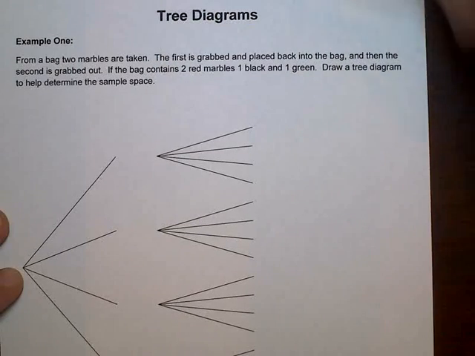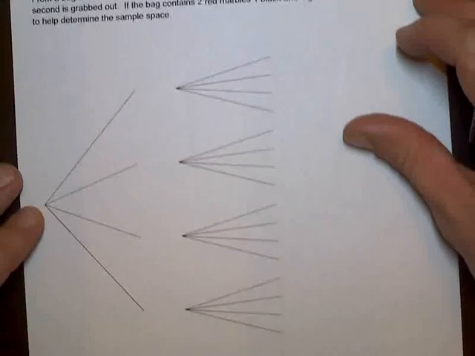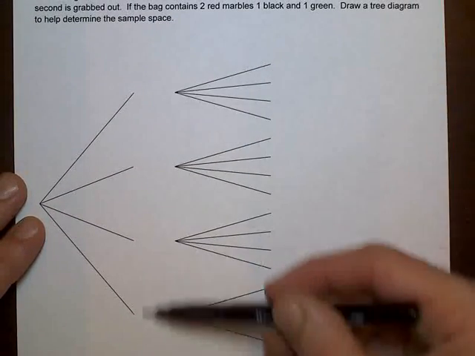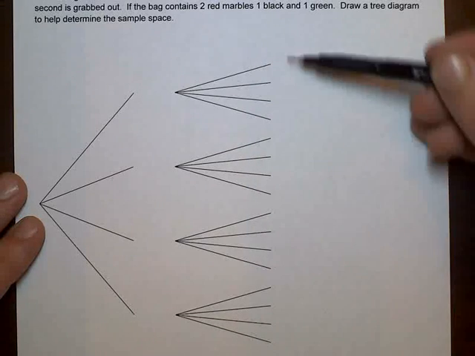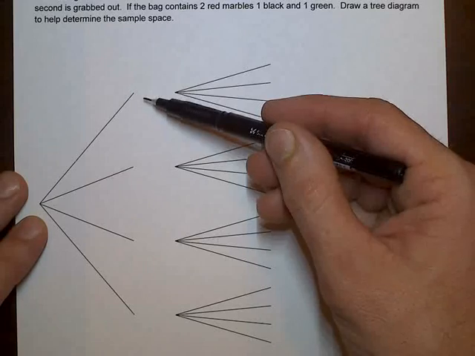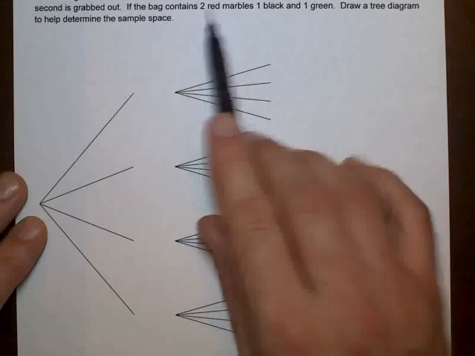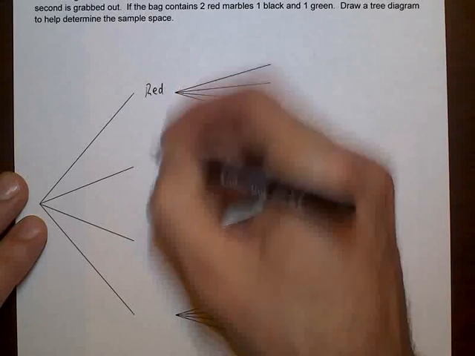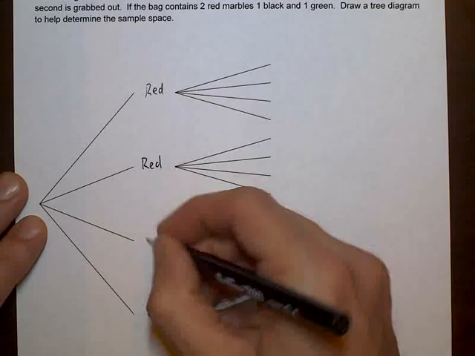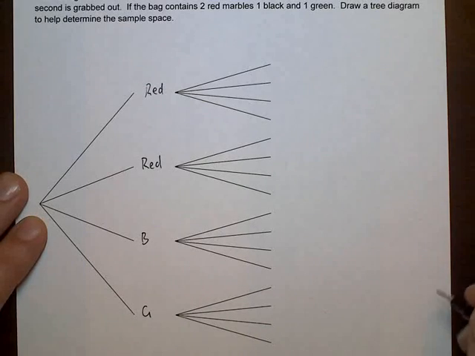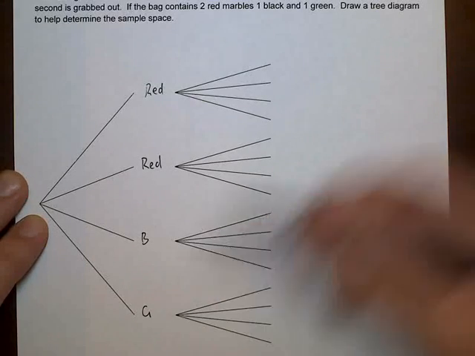So let's look at our tree diagram down below. It's already drawn for you, makes it nice and simple. Now this represents our first possible marble. This here represents our second choice of marbles. So for our first choice of marbles, remember we've got 2 red, 1 black and 1 green. So we've got a red here, we've got another red, we've got a black, and we've got a green. So we've got 2 red and a black and a green.